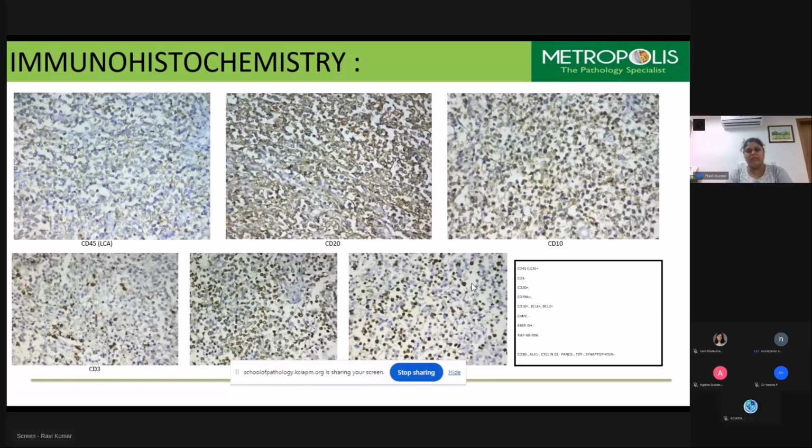And CD10, if we go according to the Hans algorithm, we first look into CD10. So that was diffusely positive. So this CD10 and BCL6 was also positive. Another marker which was positive was BCL2. We did a CMYC also, which turned out to be negative. So CMYC negativity rules out Burkitt's lymphoma, and it also rules out the entity of high-grade B-cell lymphoma with rearrangement of CMYC and BCL2 and/or BCL6.